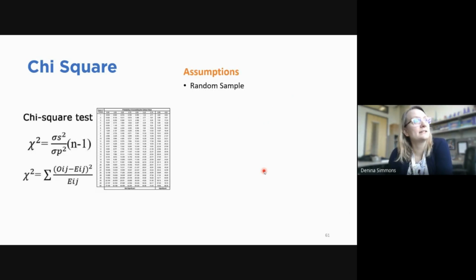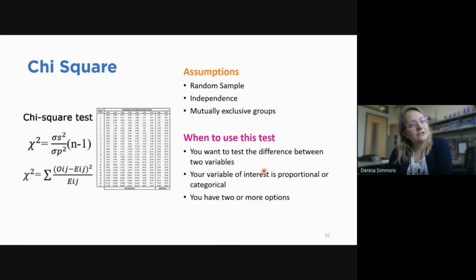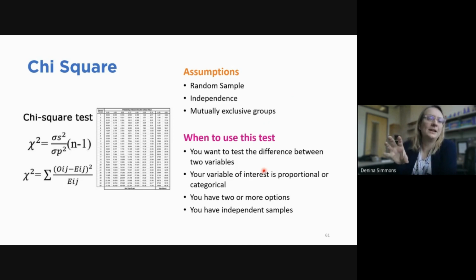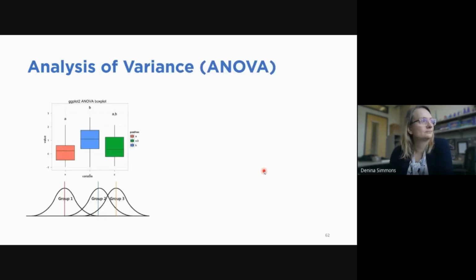So the assumptions for this are random sampling, that your data is independent, and mutually exclusive groups. You use this when you want to test the difference between two variables and your variable of interest is proportional categorical, and you have two or more options. So you can do this with more options. This depends. You can only have two groups, but you may have more than one sort of measurement or option, and you have independent samples. And again, you can have more than 10 in every cell.